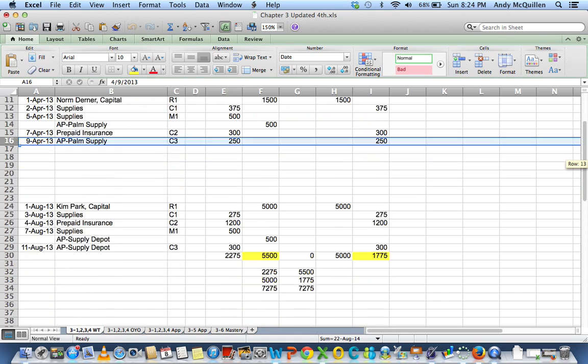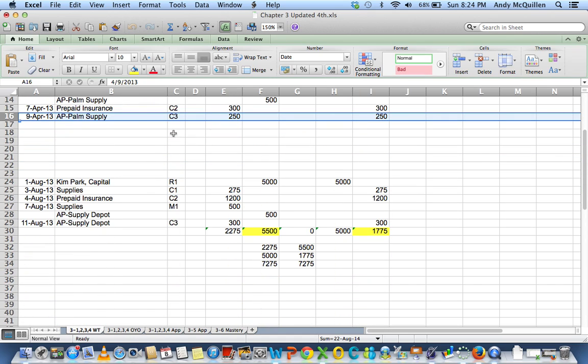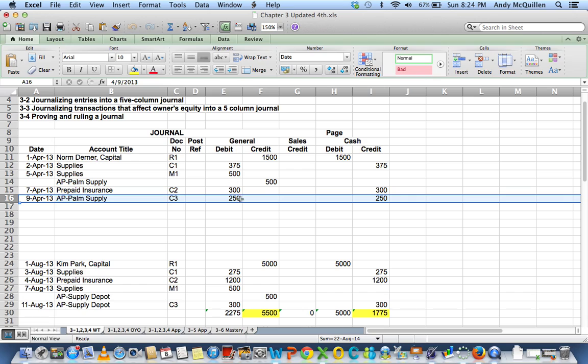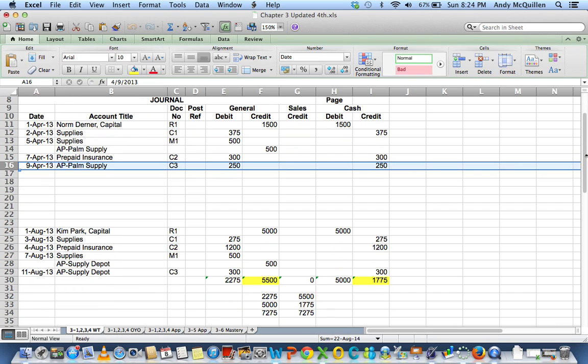Now, what you see down below here are the examples I went through in class. You can always check yourself by adding up each column, okay, and then adding up the individual columns that are debits. So all the debits added together, all the credits added together, those two numbers should equal, and you can see I did that right here. That's how I got 7275.